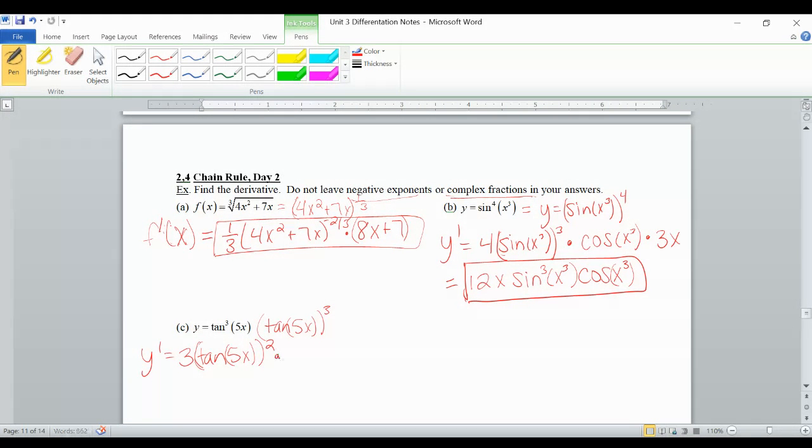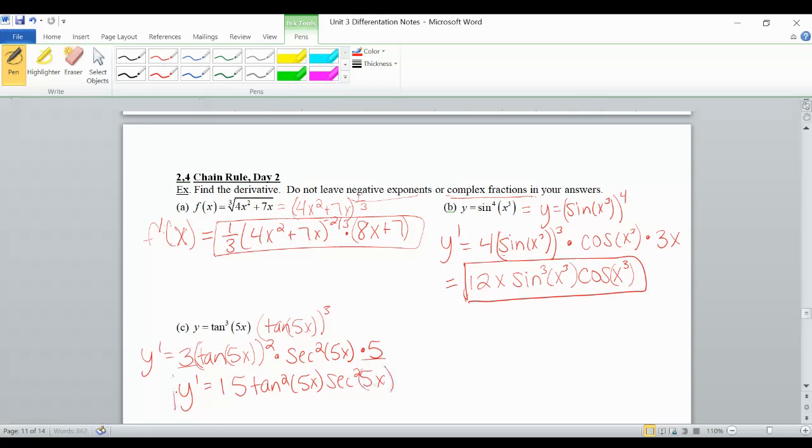The derivative of the inside is going to be the derivative of tangent. The derivative of tangent is secant squared x. So we're going to multiply this times secant squared 5x times the derivative of the inside of that, which is 5. So again, if we simplify this, we get y prime. We've got 3 and a 5 here, which is 15 times tangent squared of 5x times secant squared of 5x. And that is where we are going to stop with that one.